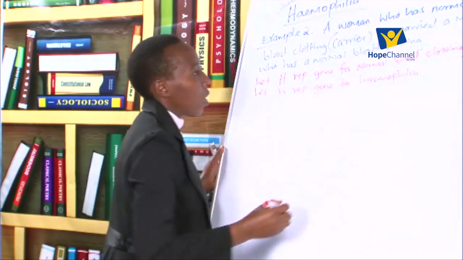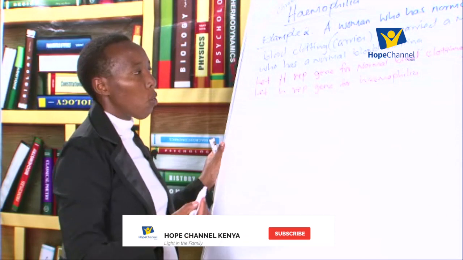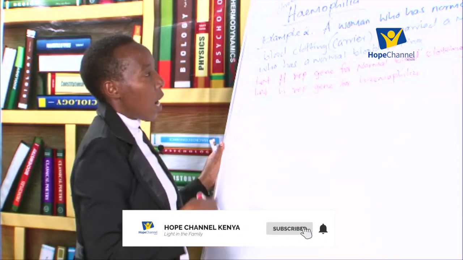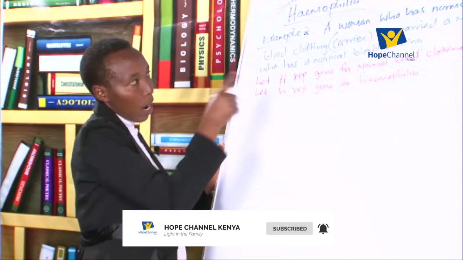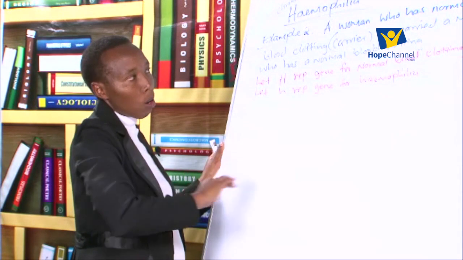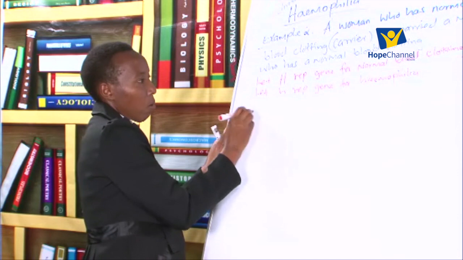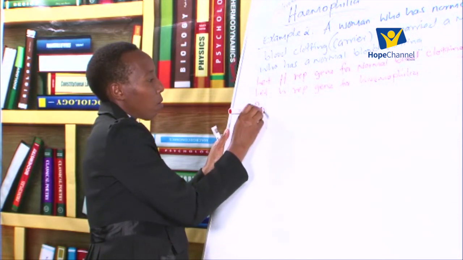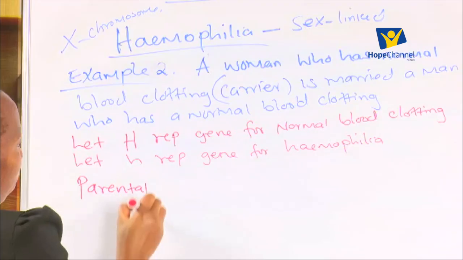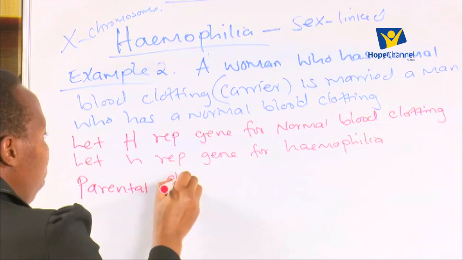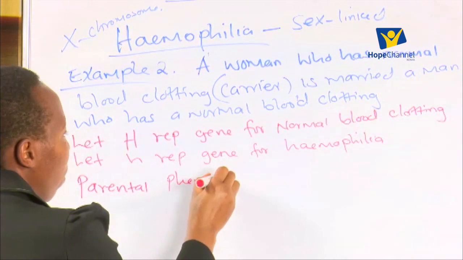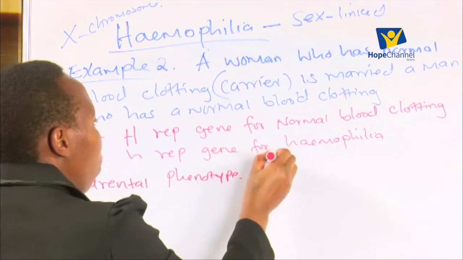So we want to see what will happen, because both of them are very normal. We say that if the girl comes from a family where all of them are girls, then all of them are very normal. Then we see what will happen. So we start with the parental phenotype.